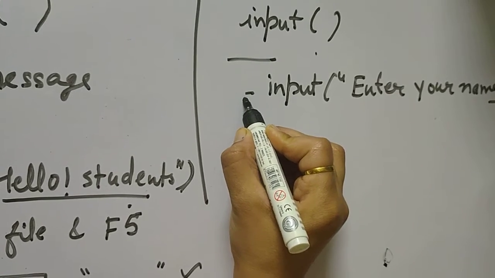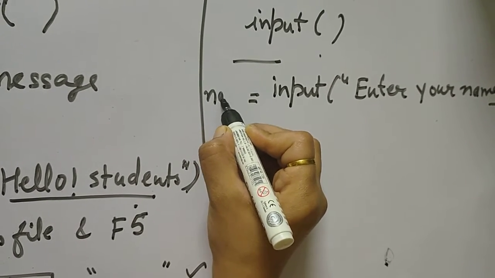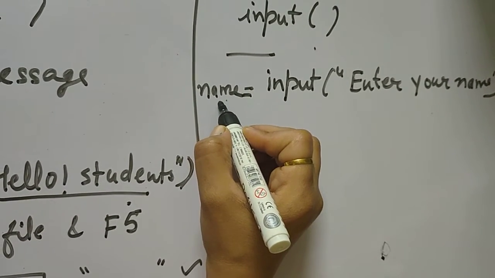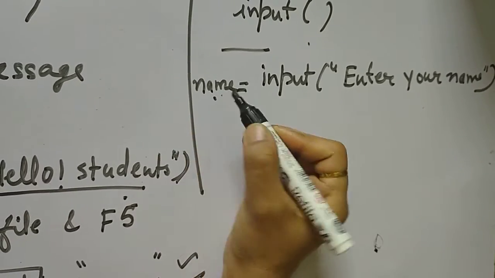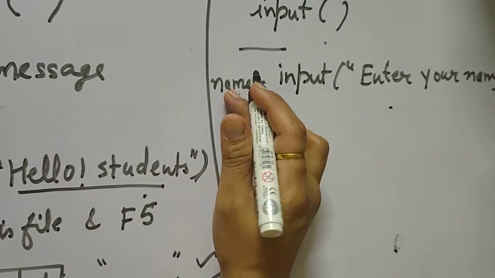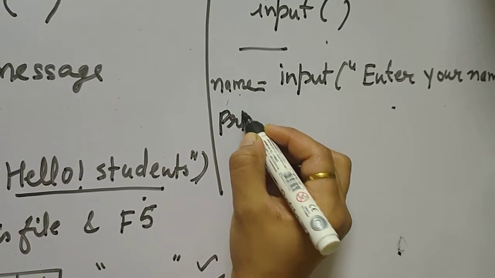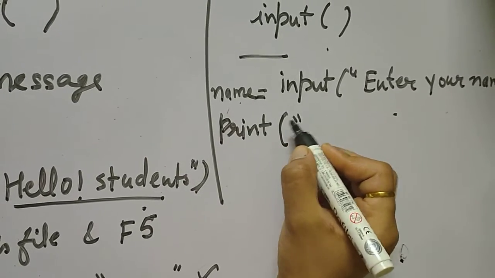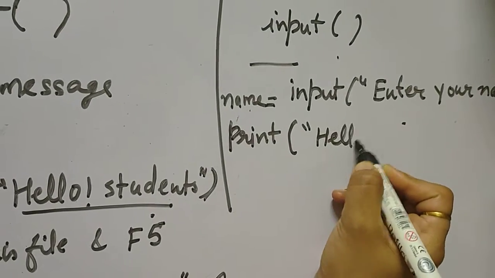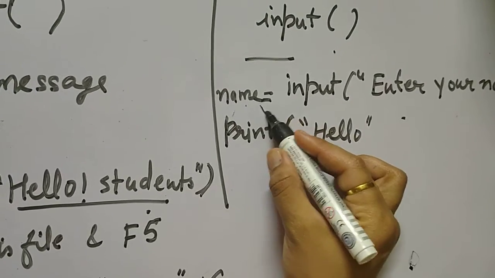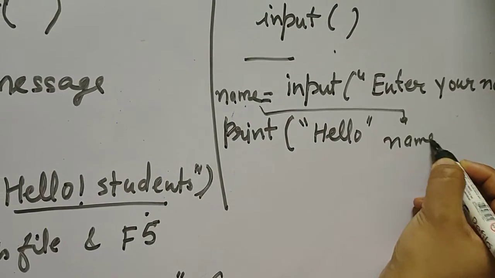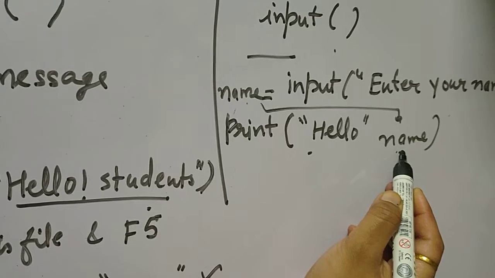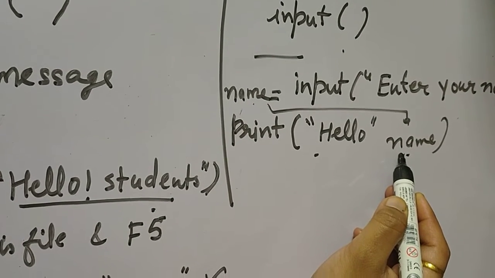Whatever name the user types will get stored in something. I will write name; it can be abc, any variable name, which will store the value entered by the user. Now it is entered and stored in the name variable. I need to print this name and say hello, so I will write print hello and this name. See, hello is the double quoted message, and name should not be enclosed in double quotes.